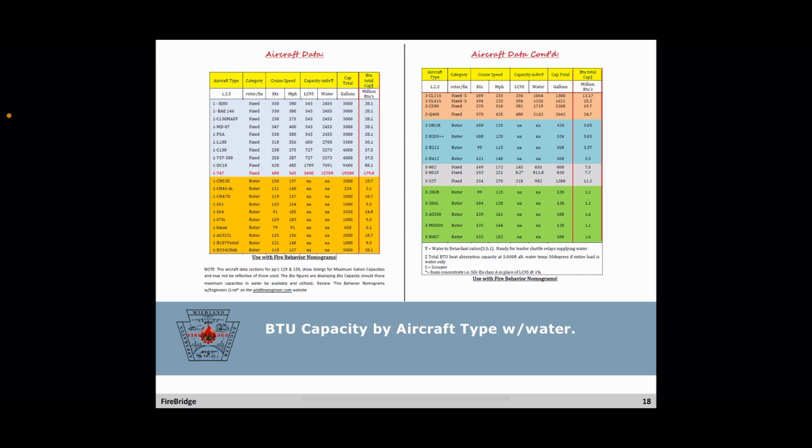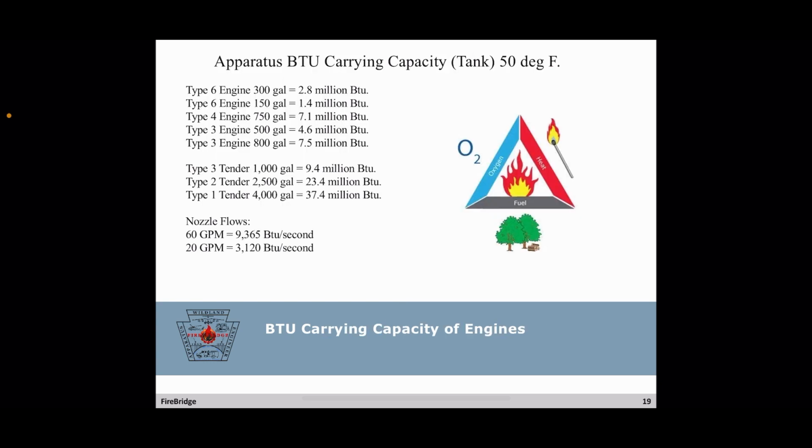And then here you're looking at aircraft data tables, and on the far right side of each image, in this table over here, you're looking at the BTU capacity of each respective aircraft for Type 1 fixed wings and then rotors, and then Type 2 and 3 aircraft, fixed wings and rotors. And these are all the BTU capacities in millions of BTUs if you're loaded with water. If it's loaded with retardant, it's 0 BTU capacity that can be removed from a wildland fire.